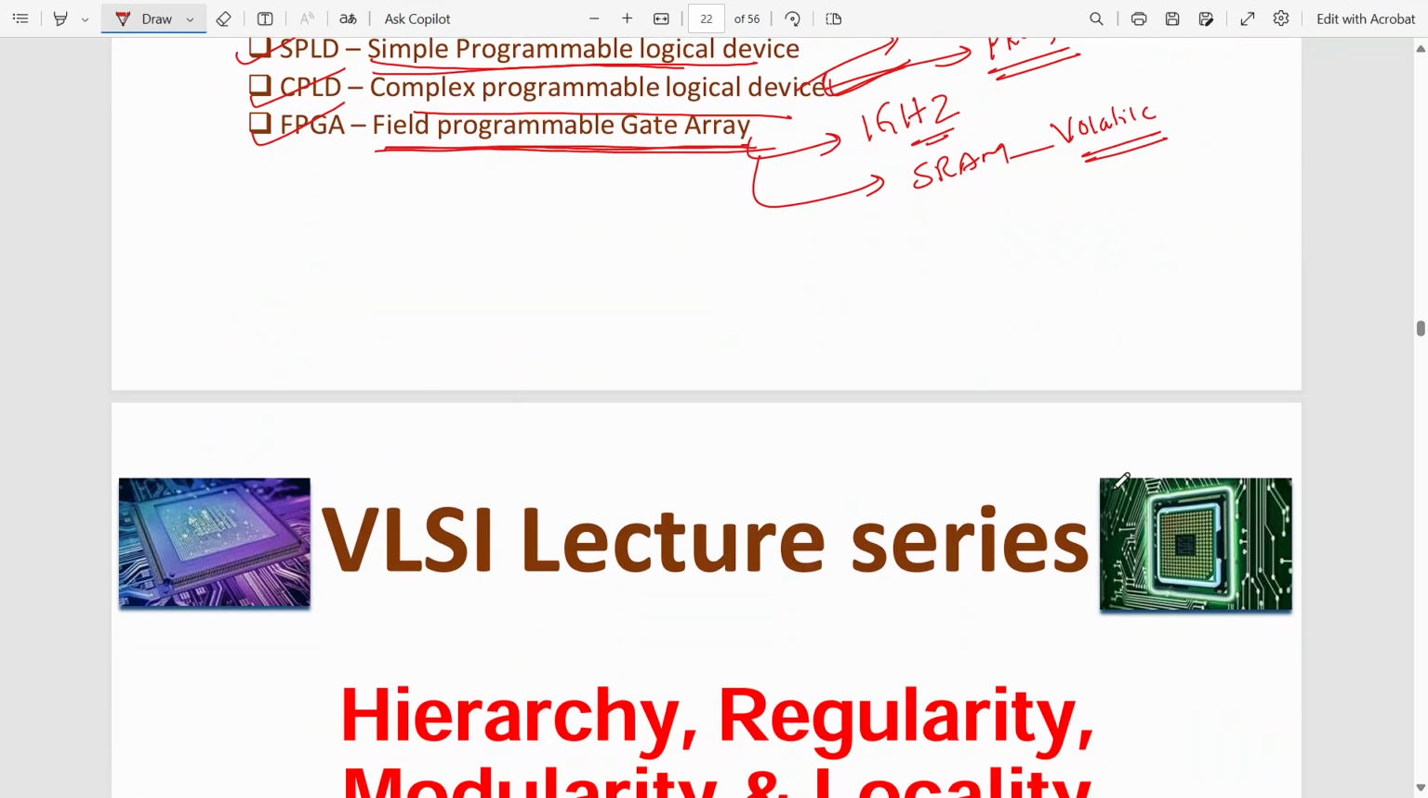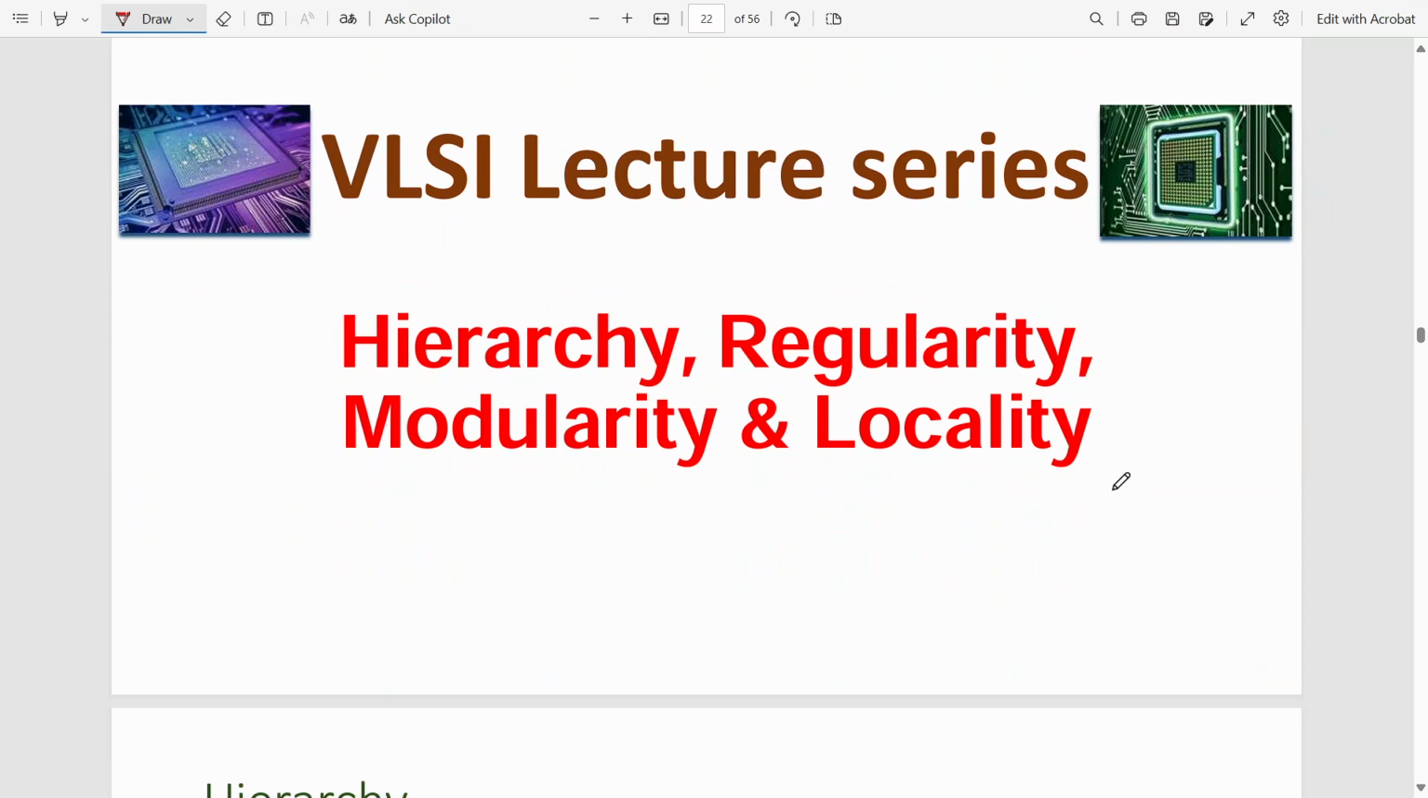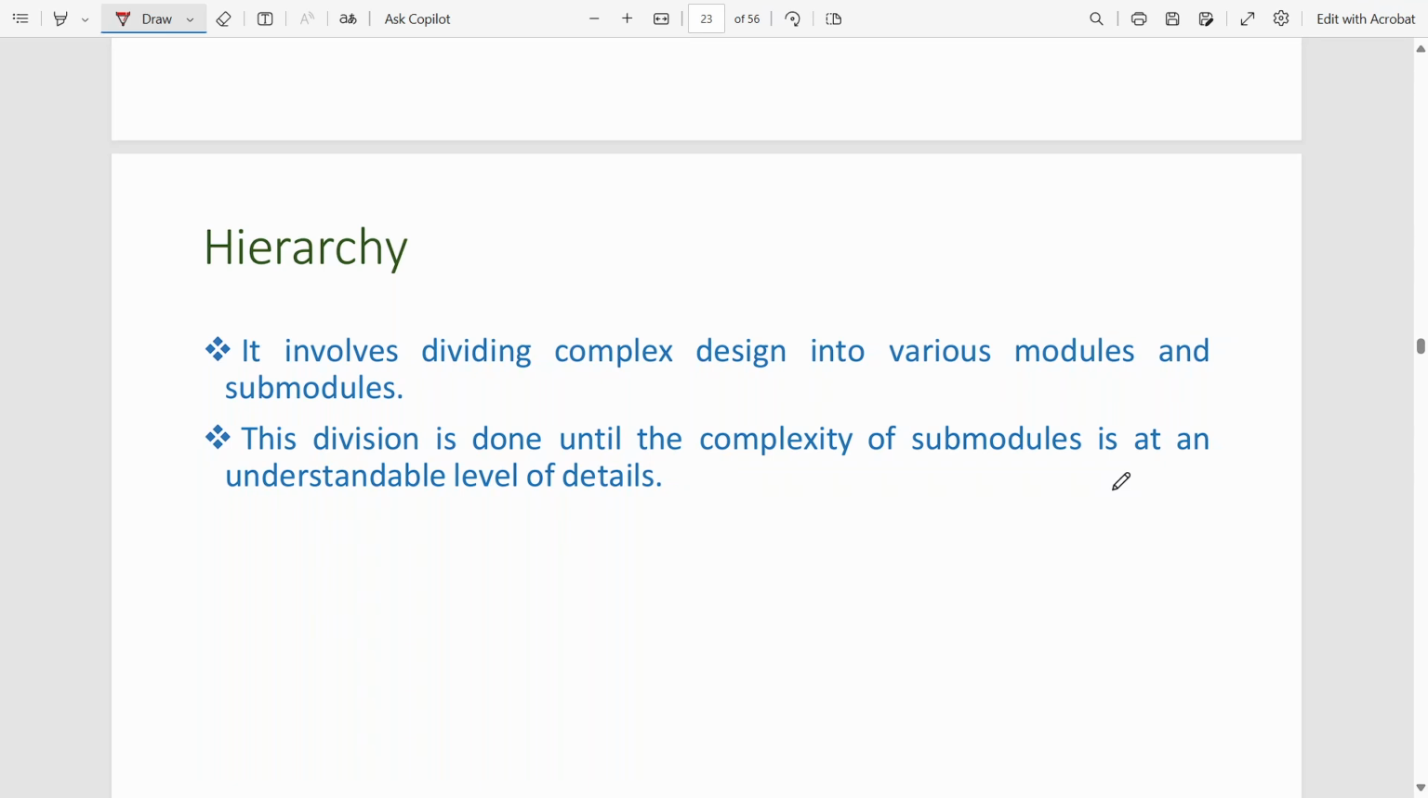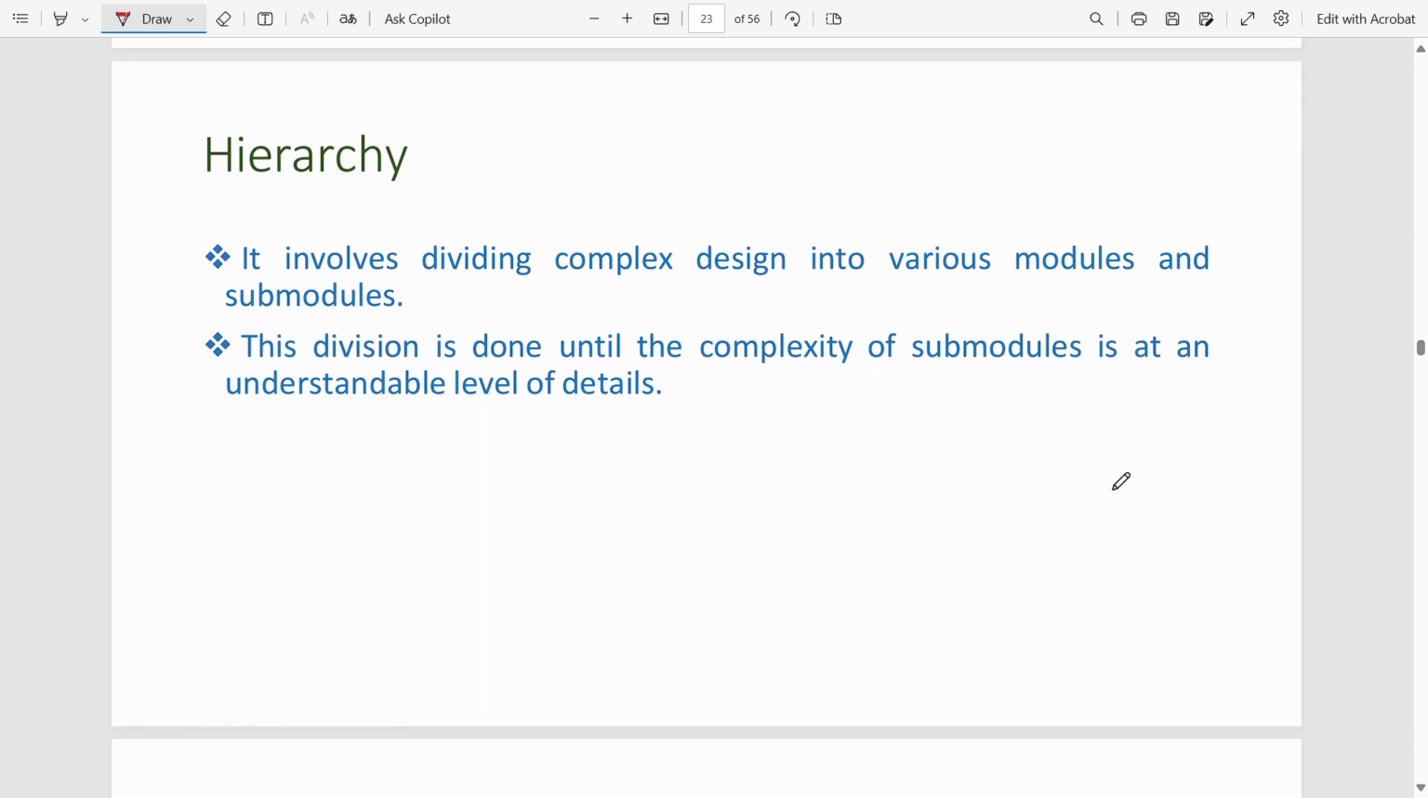Now there is hierarchy, regularity, modularity and locality. Hierarchy is like this: suppose a complex system is there. The complex system is subdivided into modules, modules are subdivided into gates, and gates are subdivided into circuits. So whatever complex design you take is divided into various modules and sub-modules. We need to divide this complexity into an understandable level of detail, so we come down to a low level.